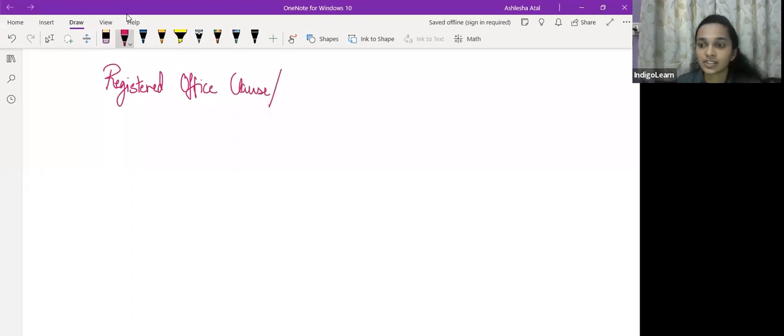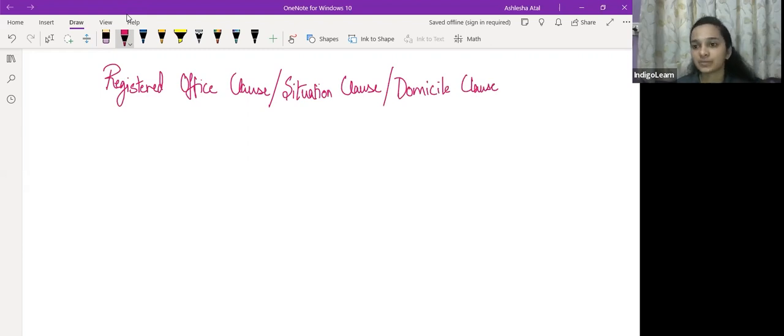It is called the Registered Office Clause or the Situation Clause, or it is also called the domicile clause. इन सबका मतलब एक ही है. They are all talking about the registered office of the company only, but these are different names which have been given to the registered office clause of the Memorandum of Association.